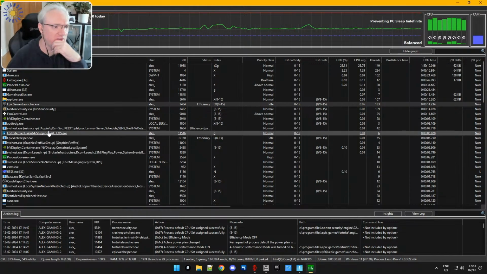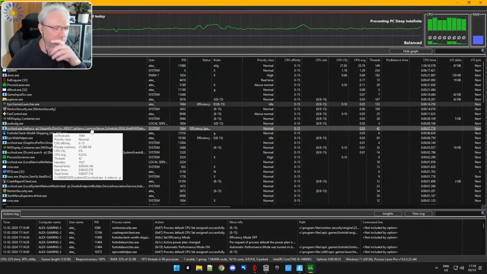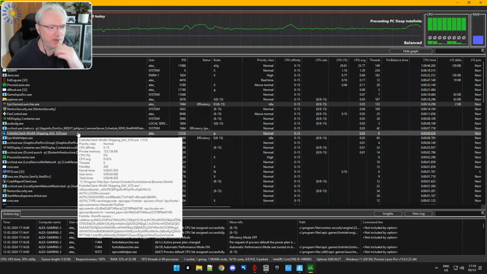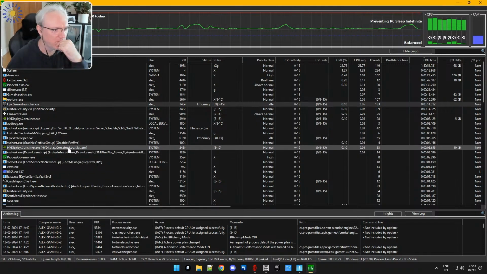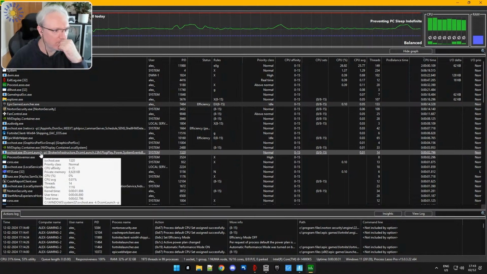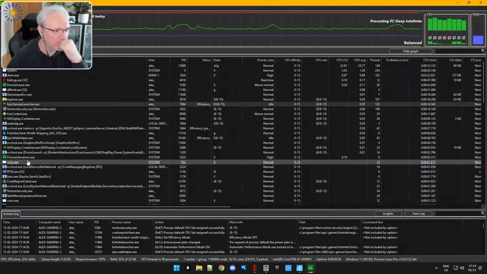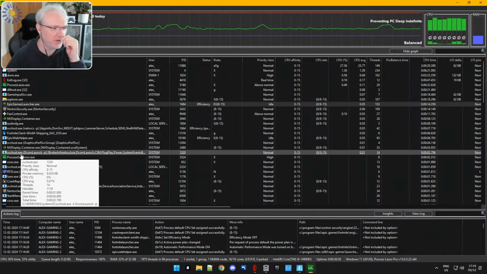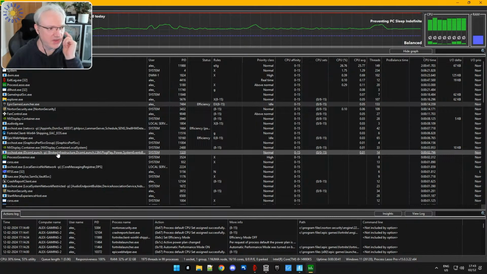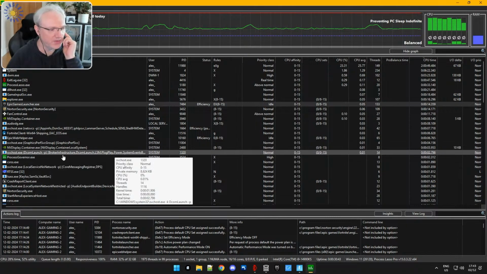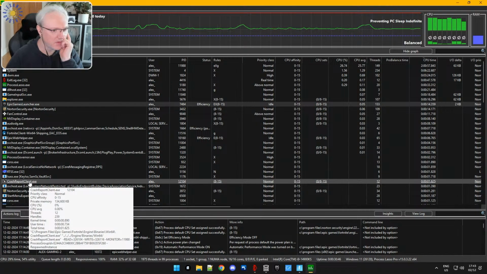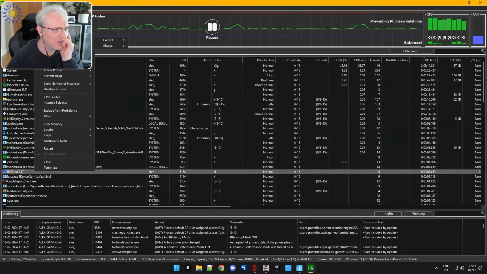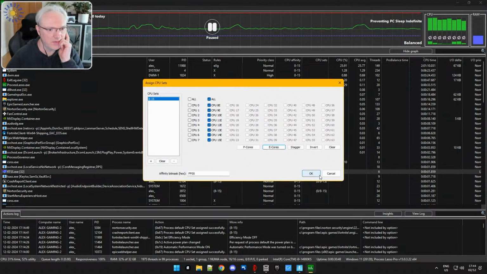I tend to leave service hosts alone because I don't want anything network potentially related running on eCores. I want the network packets being processed as fast as possible. So I leave all the services alone because a lot of the processes share services, multiple services with different things. So RTSS, I can put that on eCores.